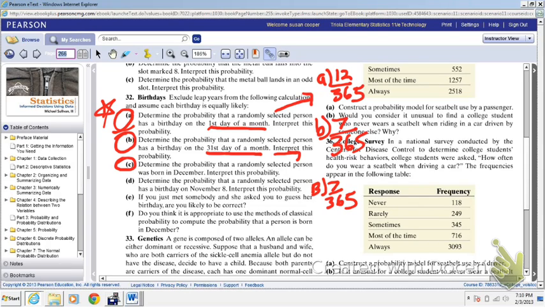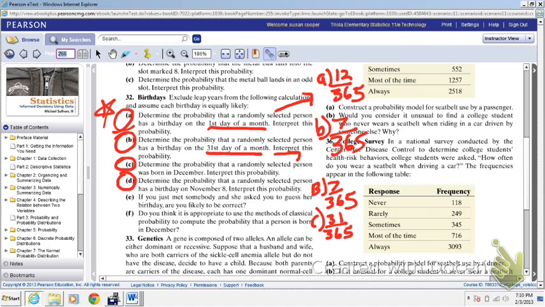Part C, determine the probability that a randomly selected person was born in December. Well, that means you could have been born any day in December. So how many days are in December? Hopefully you're thinking 31. That's good. So for part C, if you're thinking 31 out of 365, that's good. All right. Now let's try part D.